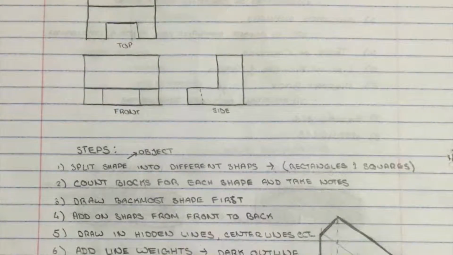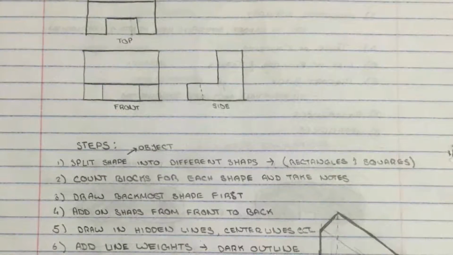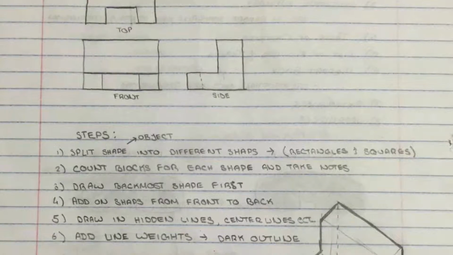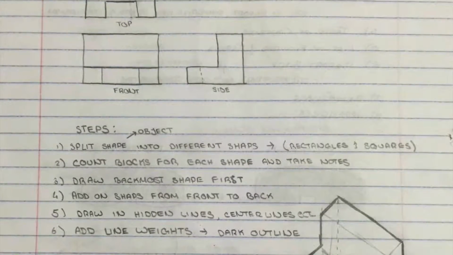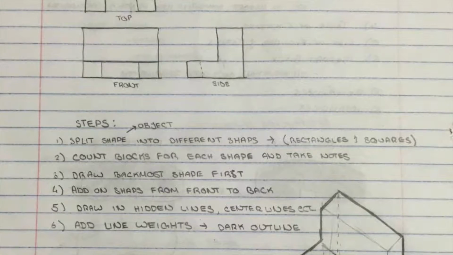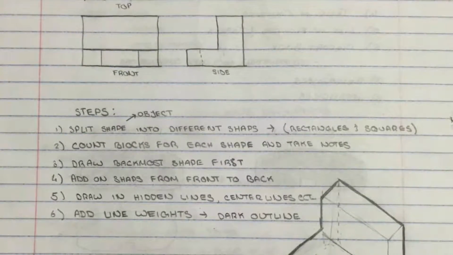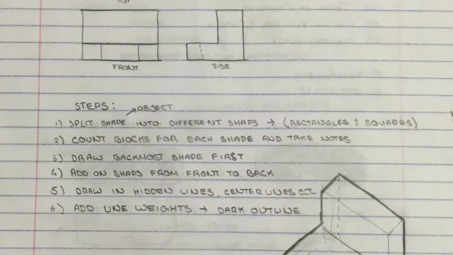Step 1. Split the shape into different shapes. Examples: rectangles, squares, triangles, other objects like that. Step 2. Count the blocks from the third angle to each shape and take notes. This will be used later to be able to see the dimensions for the axonometric drawing.